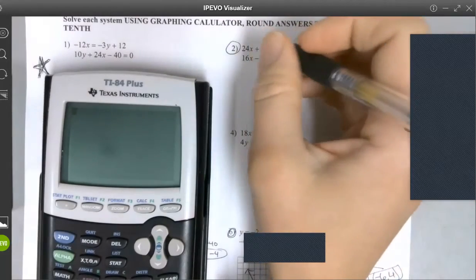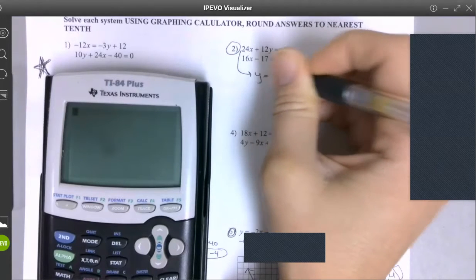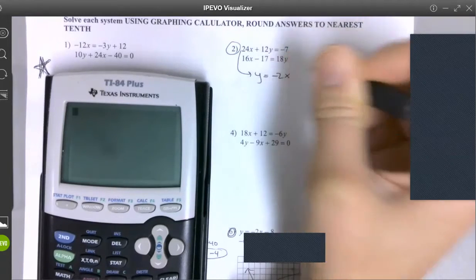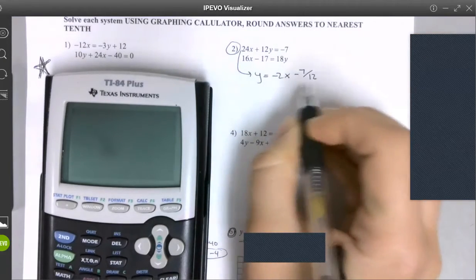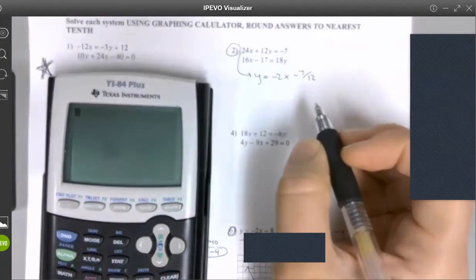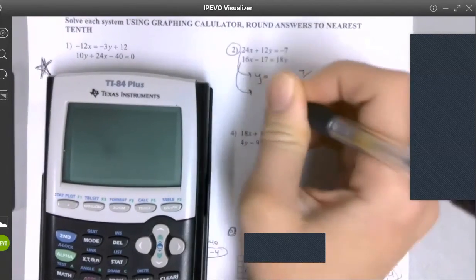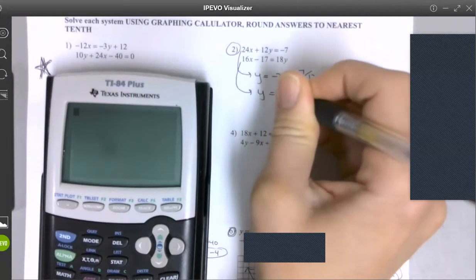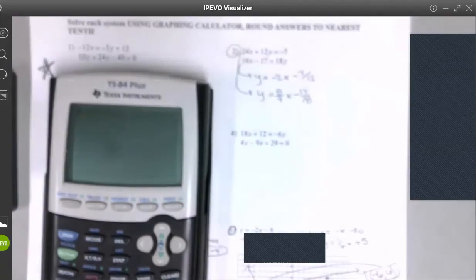Get them into y equals. So first equation in y equals, I'd have y equals -2x, and I'd have -7/12. It's fine that this is like an ugly negative because we're not going to graph it. We're going to use the calculator to kind of do that work. My other equation, when you write it in y equals, gives me 8/9 x minus 17/18.